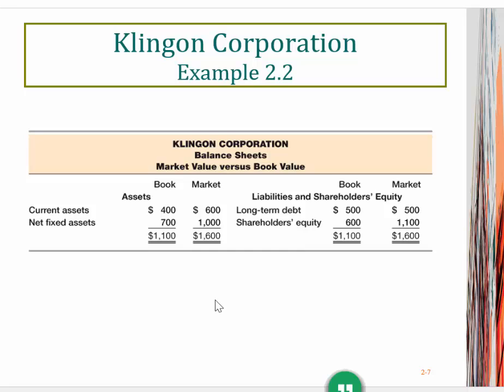What about looking at the market value? Again, here you can see the company, the current assets and net fixed assets. Here we go, it was $1,100 to $1,600. The difference in market price over book obviously translates over into the right-hand side of the balance sheet, where we see again there is an increase in value from the book value to the market value for this particular company.